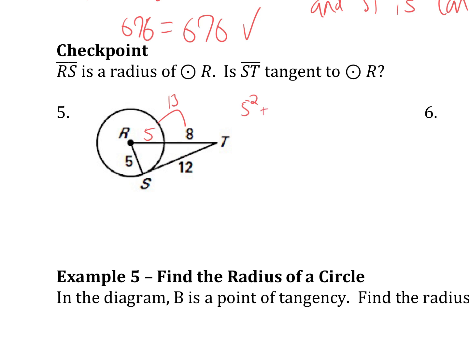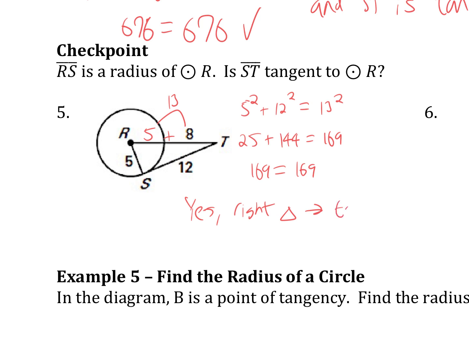So we have 5 squared plus 12 squared equals 5 plus 8, which is 13 squared. So 5 squared is going to be 25. 12 squared is 144. And 13 squared, I believe, is 169. So then we get 25 plus 144 is 169, which equals 169. Is this a right triangle? Yes, it is. It's a right triangle, and that implies that it's a tangent. It's at a right angle.